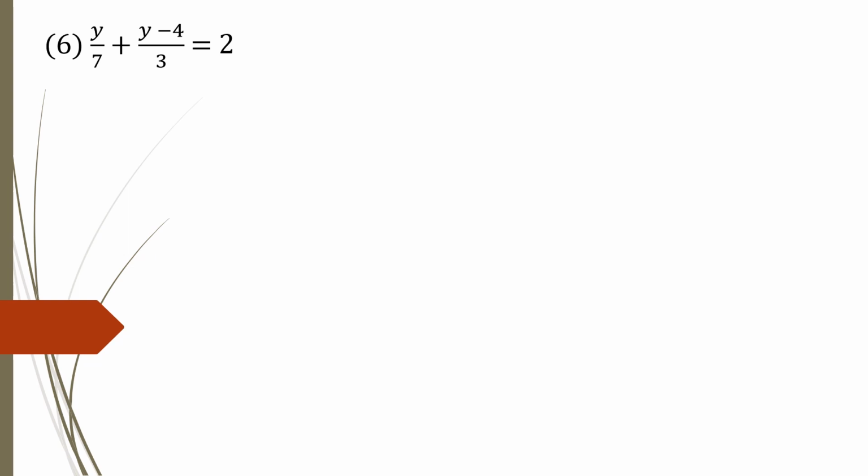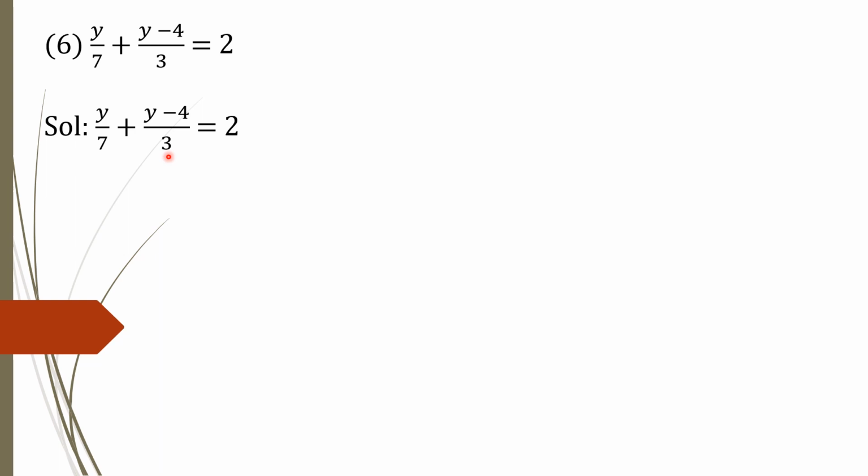Now what is given? y upon 7 plus y minus 4 upon 3 equal to 2. Now solution, let's write down the equation first. y upon 7 plus y minus 4 upon 3 equal to 2. Now student, you can see in this equation, here first expression is y upon 7, and here plus y minus 4 upon 3. You cannot directly add this, as the denominator here is 7 and here it is 3.